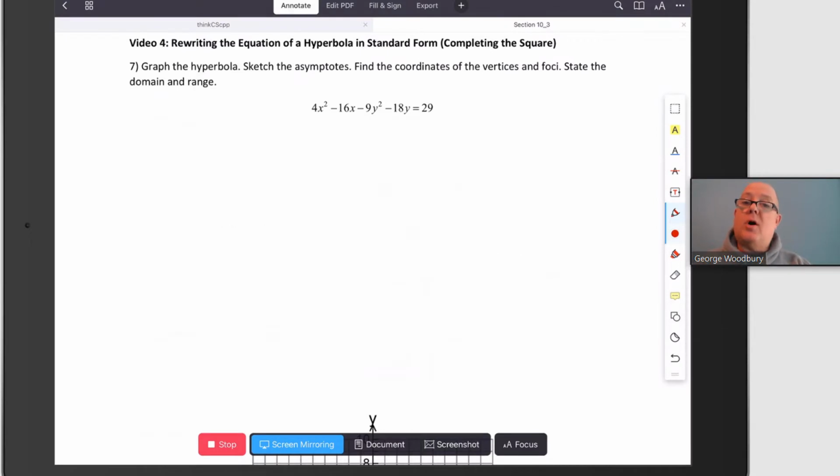I'm George Woodbury from College of the Sequoias in Visalia, California, and in this video we're going to take a look at how to rewrite the equation of a hyperbola into standard form by completing the square.